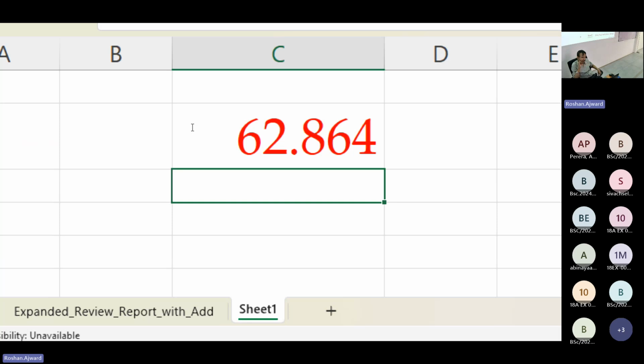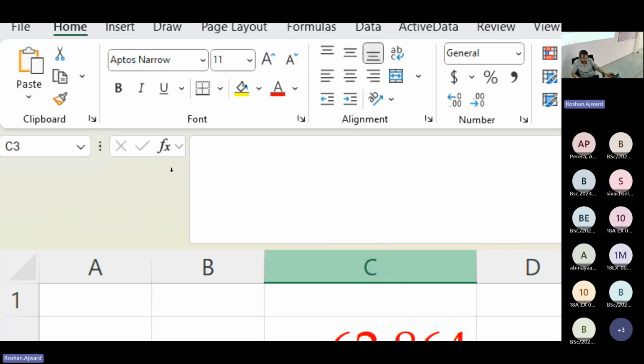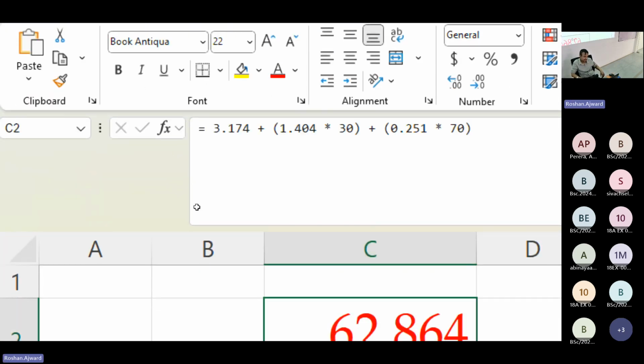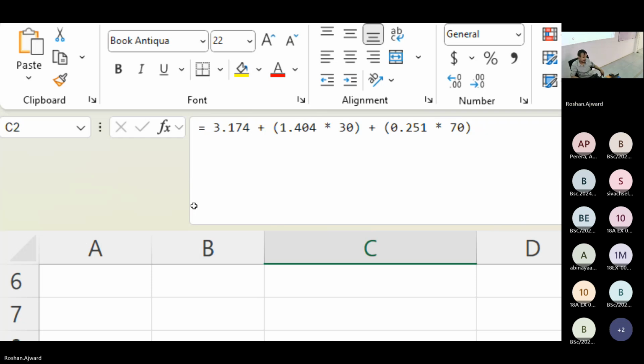So, is this what you got? 62,864? Do it at home and see whether you get this. For 30 years and 70 marks, it should be something like that. 62,864. So we did a small exercise as well. Please do it at home and come ready, because next week we'll do a group exercise.